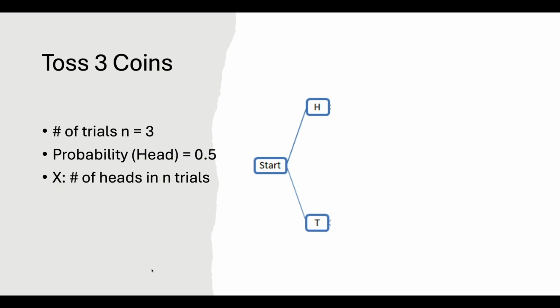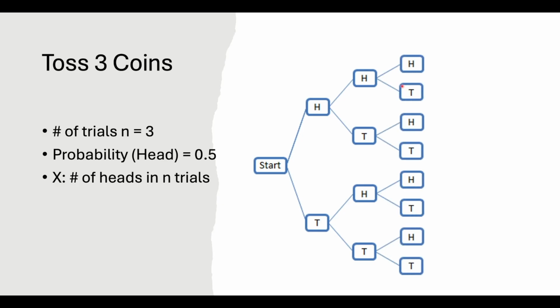We toss 3 coins at the same time. The number of trials would be 3. The probability of getting head is 50%. Therefore, the probability of getting tail is also 50%. X, the random variable, which is a discrete random variable, is the number of heads in a trial. With the first coin, we can get head or tail. And with the second coin also, we can get head or tail. Let's assume that the first coin is head, then the second coin can be head or tail. So we have so far head-head, head-tail, tail-head, tail-tail.